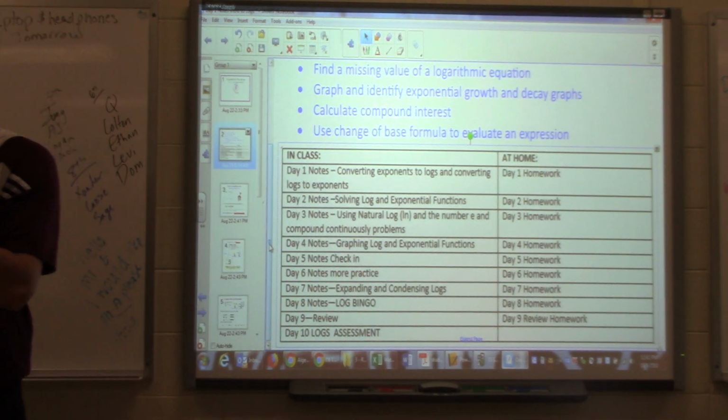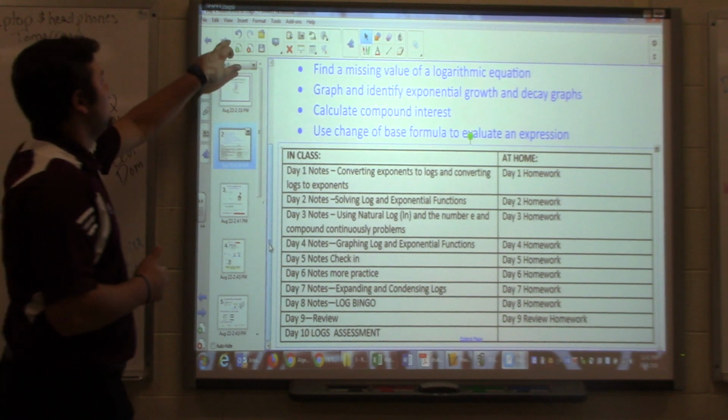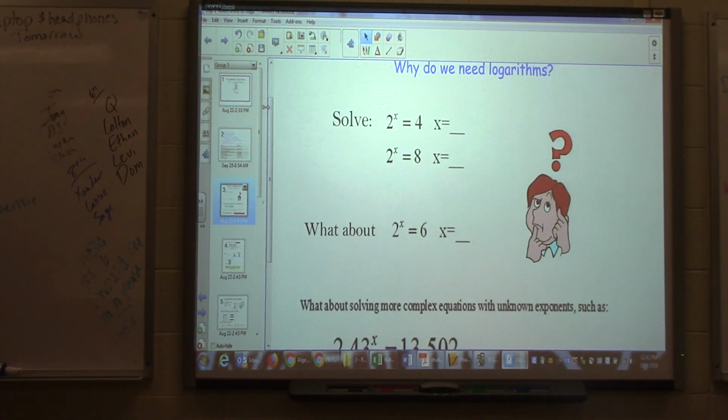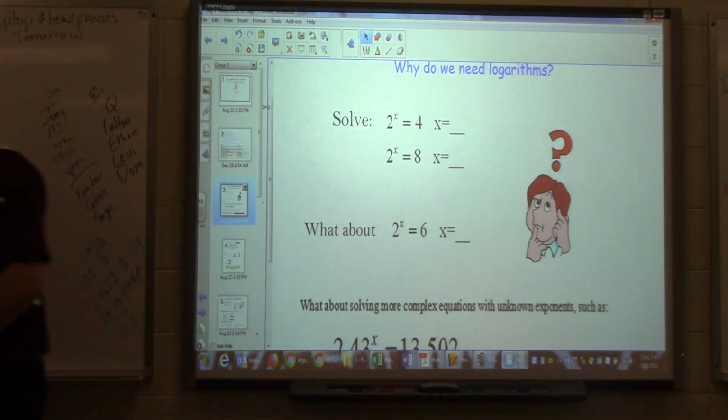Alright, so that's our new unit. Let's get started right away. First things first, why do we need logs? Why do we need logarithms? That first one says 2 to the x power equals 4. What should x equal?